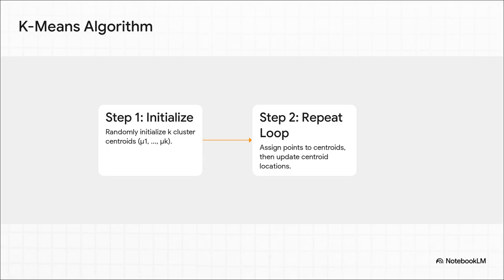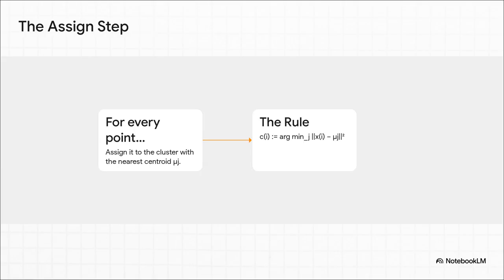Here's how it starts. First, the algorithm just looks at all our unlabeled data points, and then it makes a completely random guess. It just drops a few cluster centers onto the map. These are its first, probably wrong, guess for the middle of each group. And then the loop begins. Okay, step one of the loop is the assign step. And the rule is super simple. Every single data point looks around, finds the closest cluster center, and joins its team, at least for now. You can think of it like everyone in a big room just walking to the table that's nearest to them.